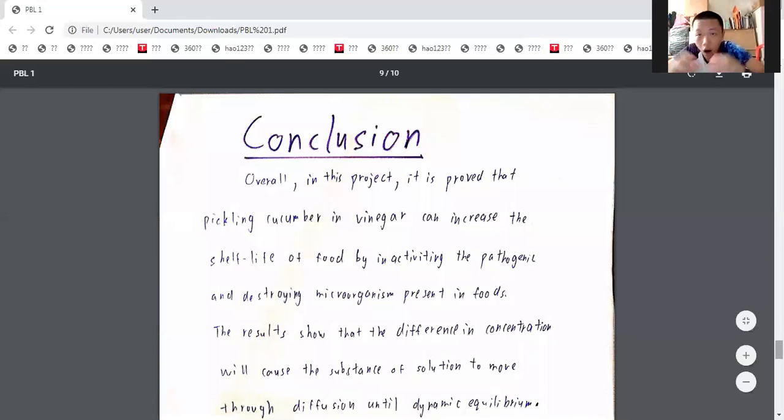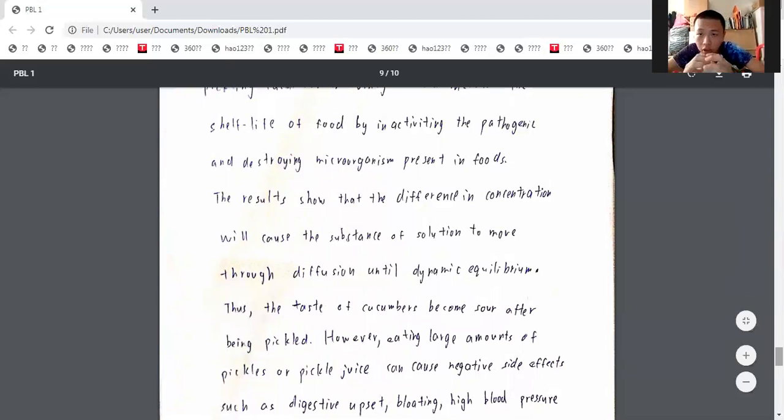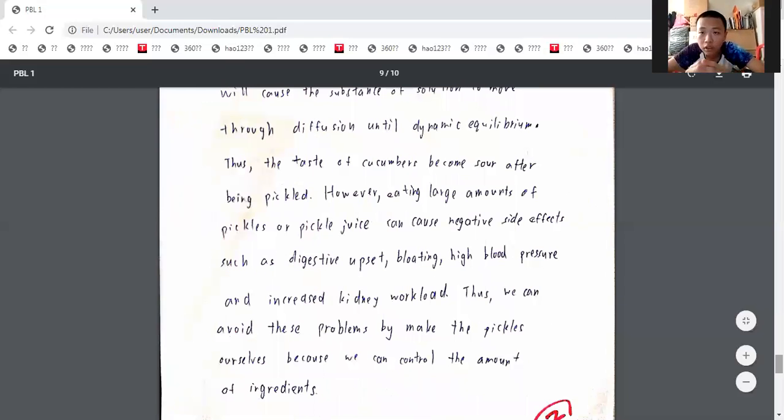Conclusion. Overall, this project is proof that pickling cucumber in vinegar can increase the shelf life of food by inactivating and destroying pathogenic microorganisms present in food. The results show that the difference in concentration will cause the substance of the solution to move through diffusion until dynamic equilibrium. Thus, the taste of cucumbers becomes sour after being pickled.